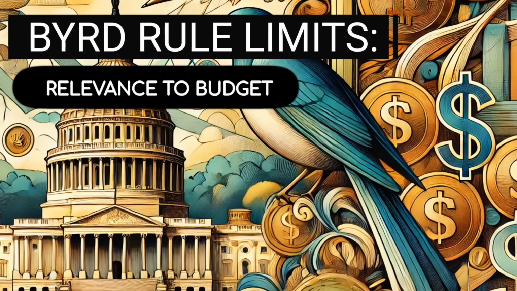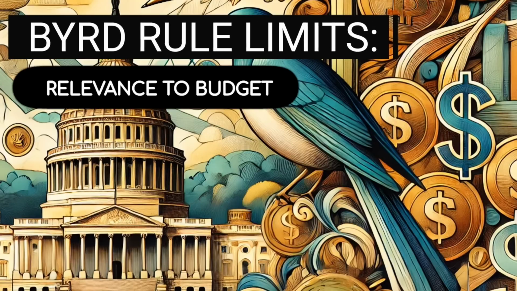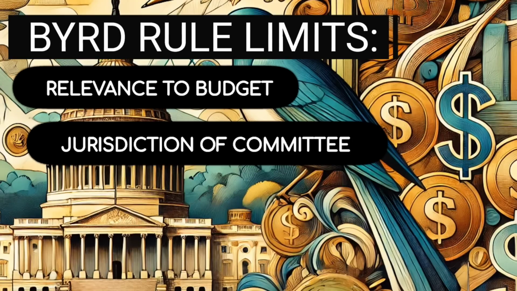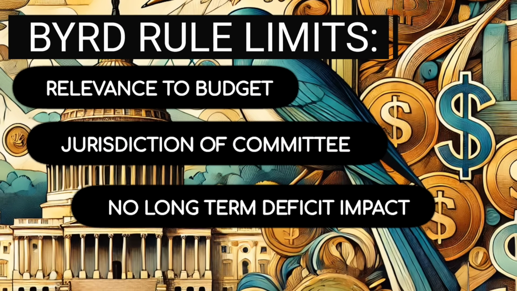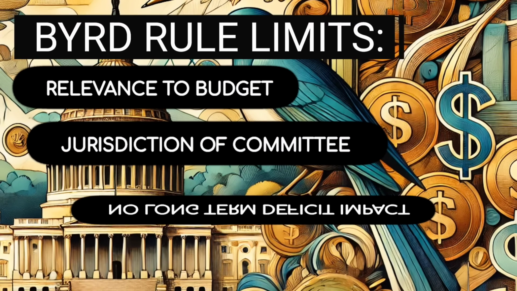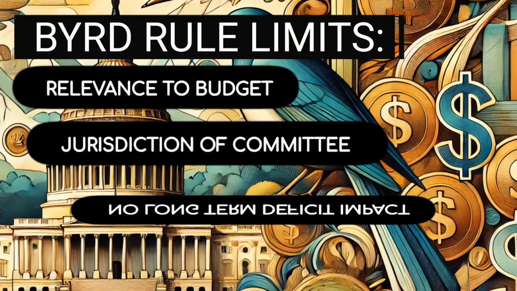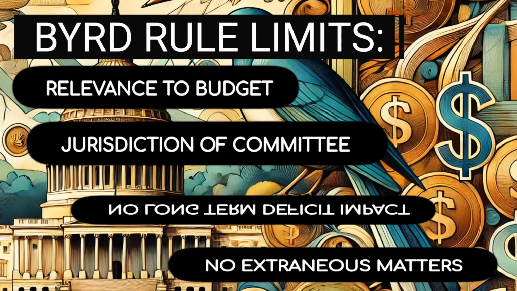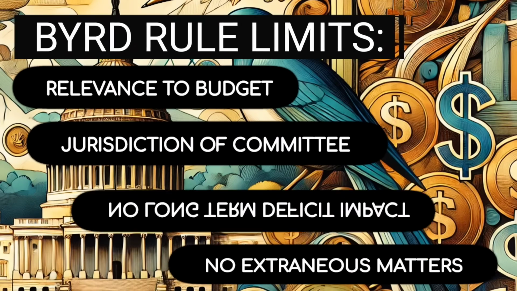Relevance to budget. Provisions must affect federal revenue or spending and cannot be merely incidental to budgetary goals. Jurisdiction of committee. Provisions must come from relevant committees. No long-term deficit impact. Policies that increase the federal deficit beyond a 10-year window are typically prohibited. No extraneous matters. Non-budgetary provisions, such as social policy changes, cannot be included.